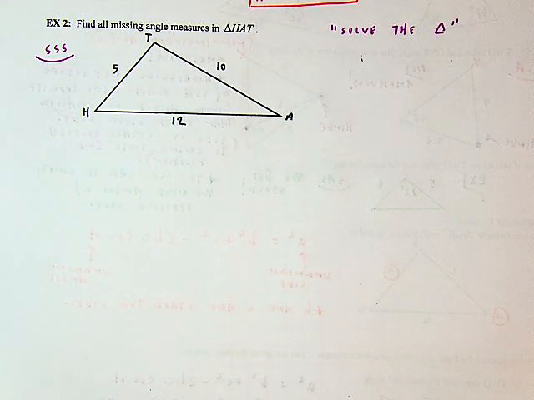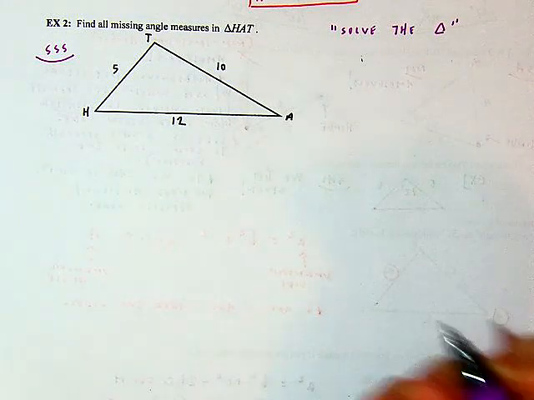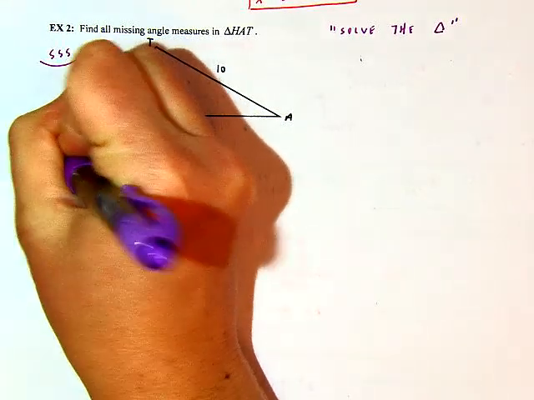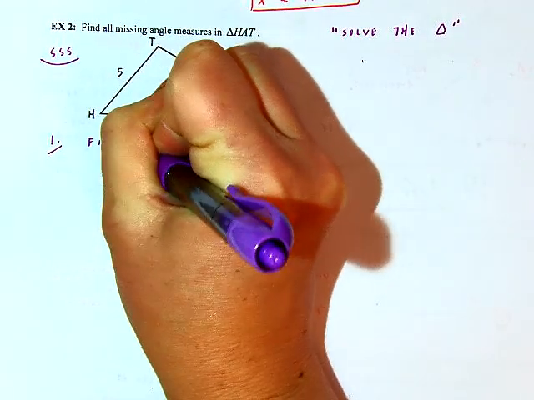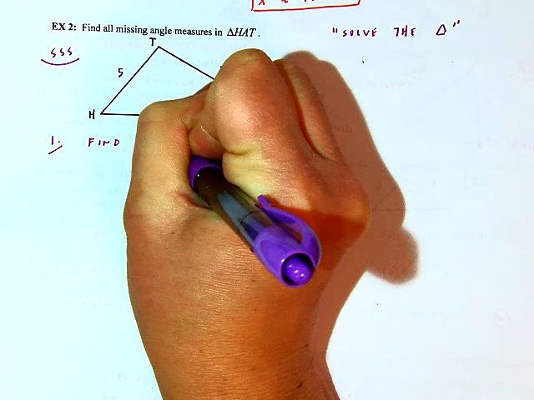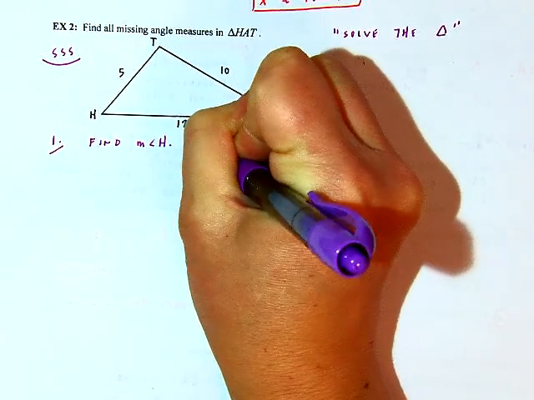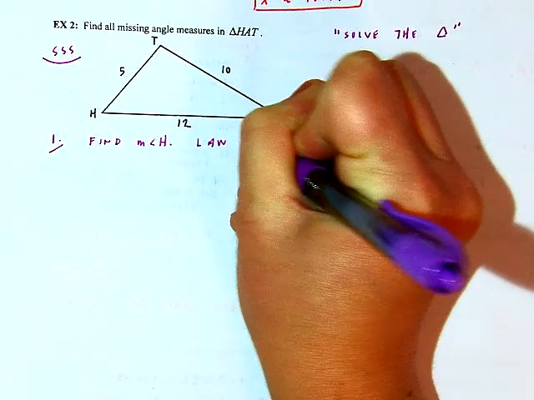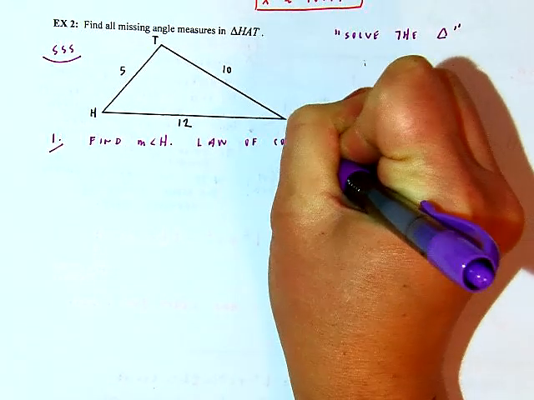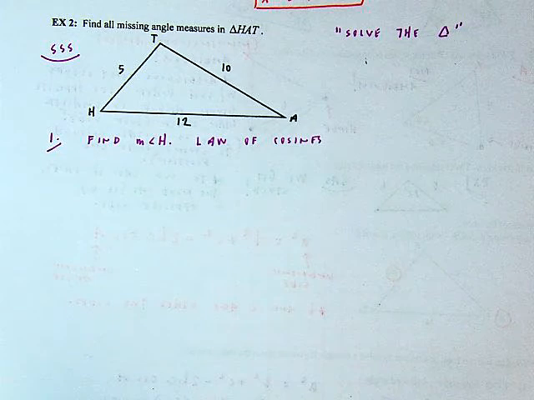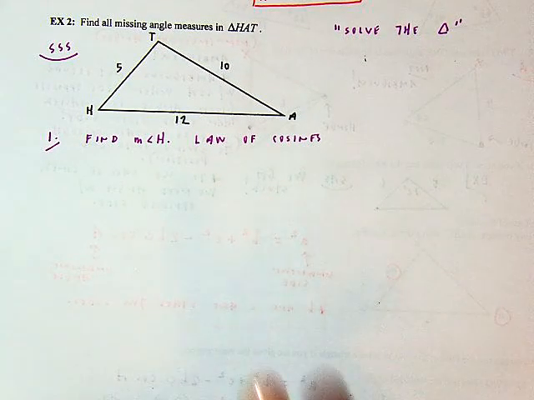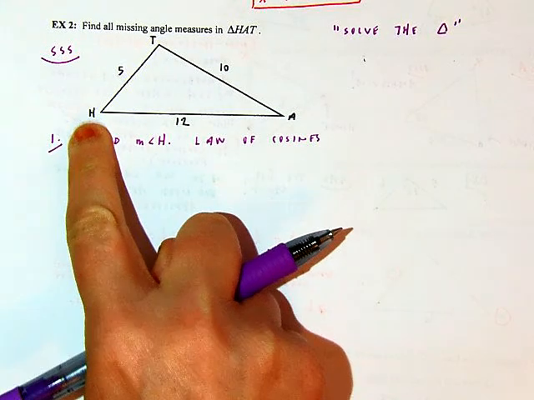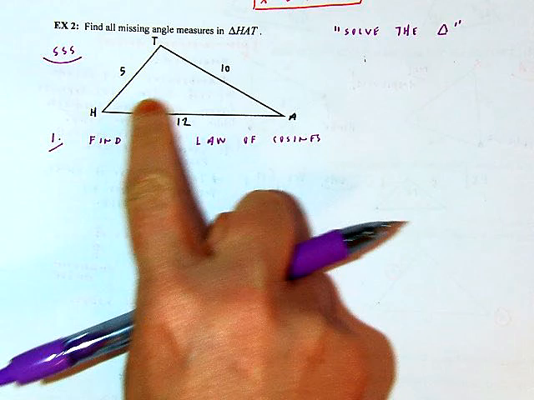All right, so first we got to pick an angle. So I'm just going to pick one. So I'll say step 1, let's find the measure of angle H. We're going to use the law of cosines. All right, so step 1, let's pick one angle measure. Let's solve for the measure of H. So H is opposite the 10 right here.